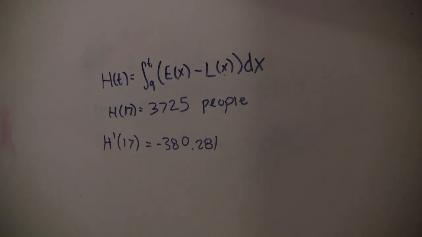And because h prime of 17 is the derivative of a quantity, that means it's going to be a rate, which means that the number of people in the park was decreasing at 380.281 people per hour at time t equals 17, so 5 p.m.